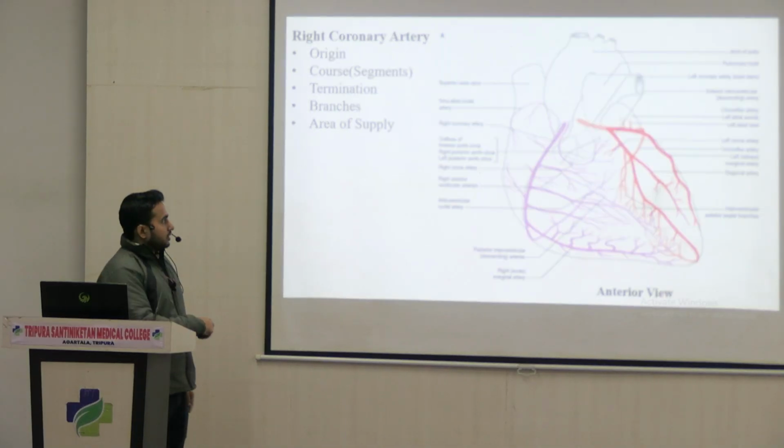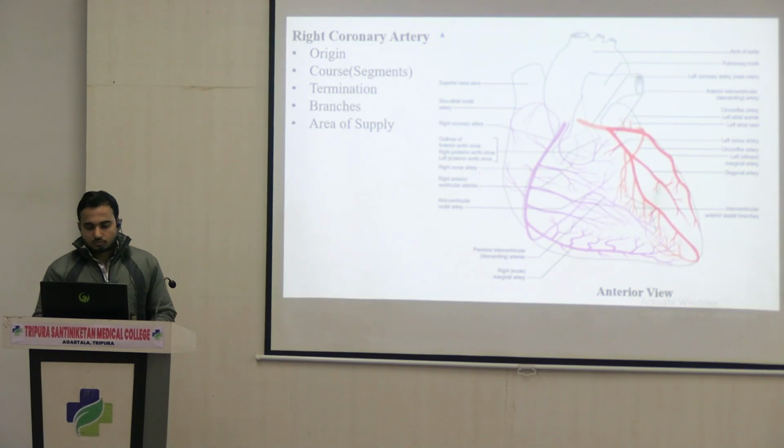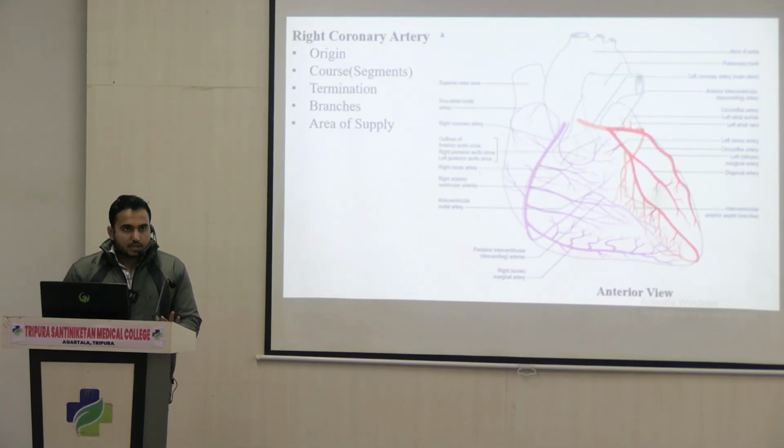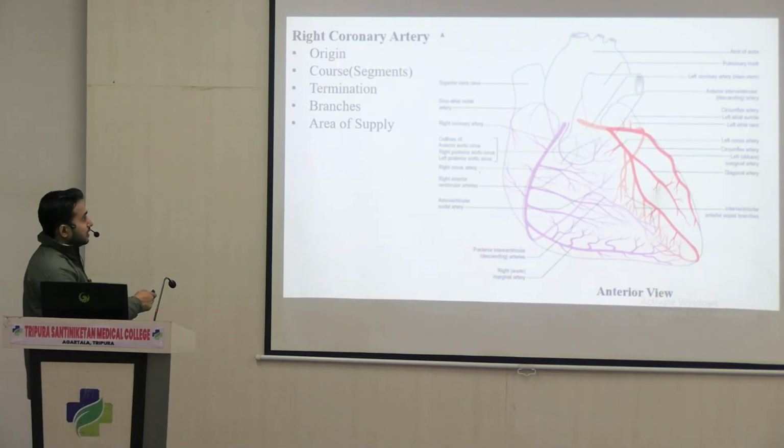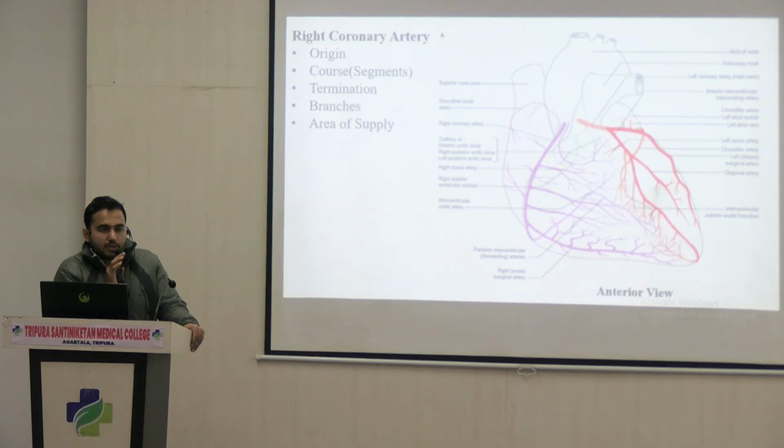Now let's start with the coronary arteries. First we will discuss the right coronary artery, and then the left coronary artery. Here I have marked some points. Why have I given these points? Whenever a question comes on coronary arteries, it will come either from the right coronary artery or the left coronary artery. Both do not come together, only one will come. So you have to write about any one.